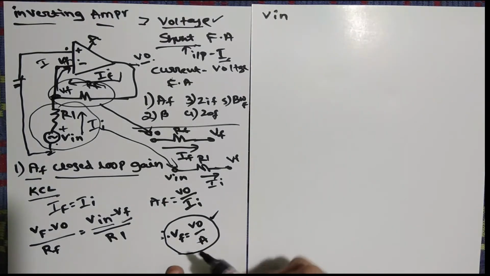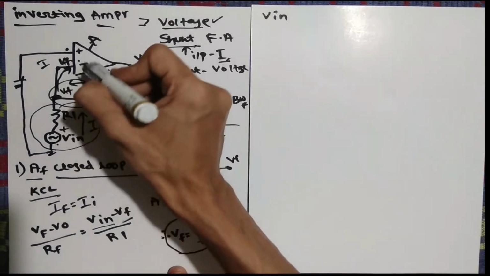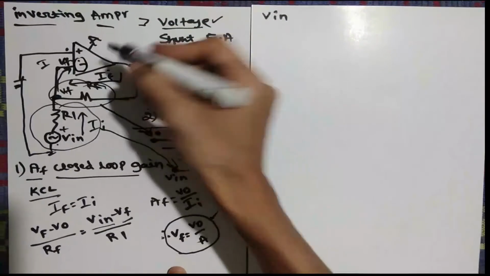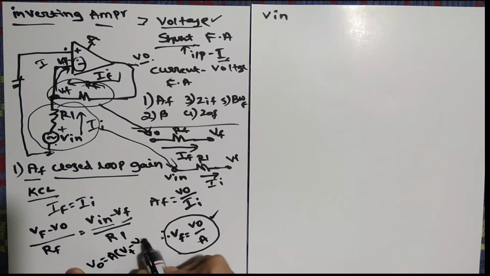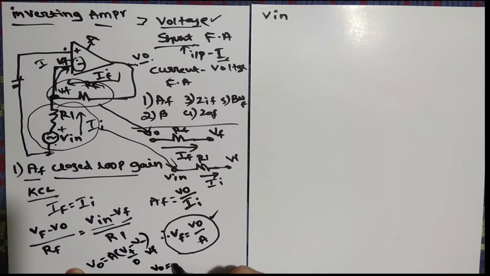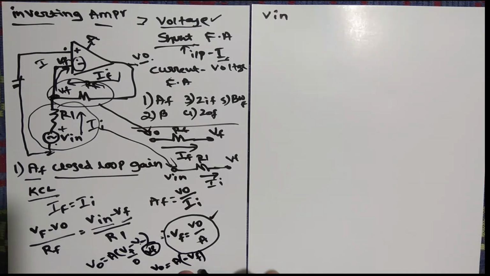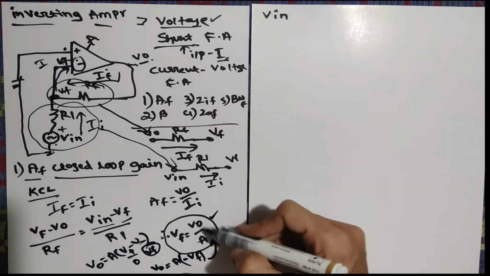The thing is, here when you are taking VF as V0 by A, VF you are taking in a negative portion. Usually V0 is equal to A into V plus minus V minus. So V plus is 0 and V minus you are getting as VF. So V0 is equal to A into minus VF. Why? Because this minus V minus is given as VF. Now if I simplify this one, I will get VF is equal to V0 by A.